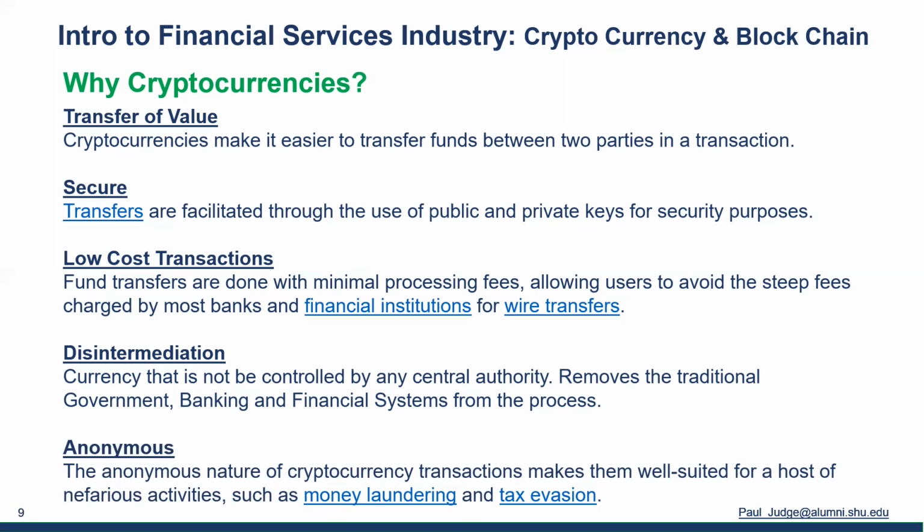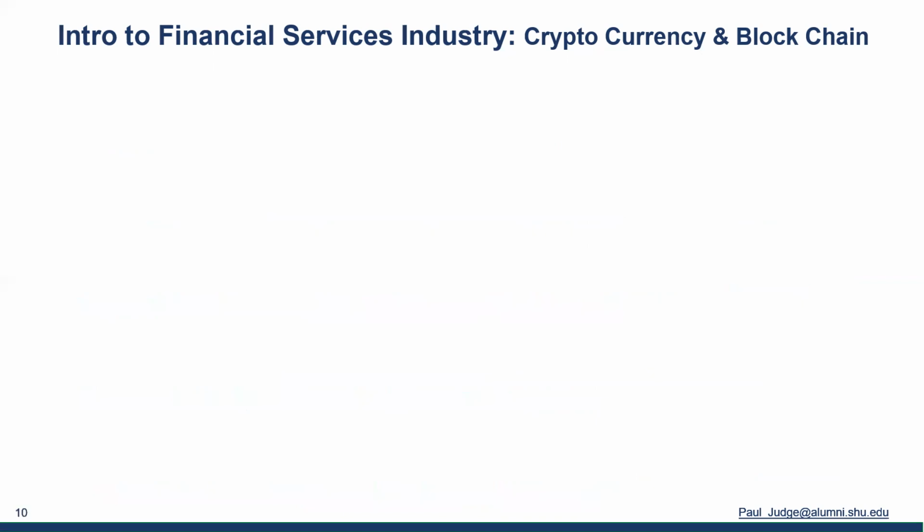So a lot of dark transactions, a lot of transactions that governments would not approve of, are done today using cryptocurrencies. And it's for exactly these reasons: it transfers value, it's secure, it's low cost, it takes the government out, and it's anonymous.